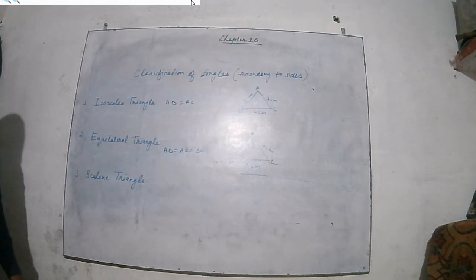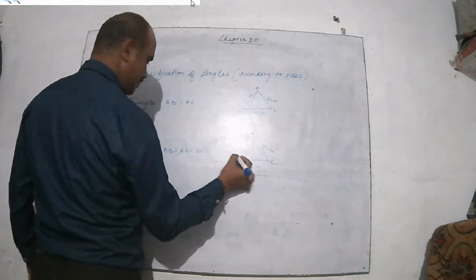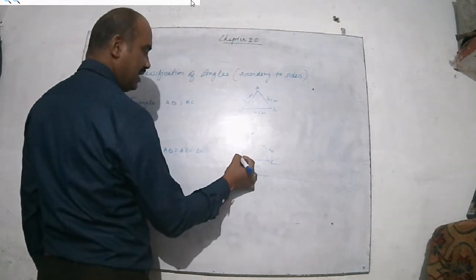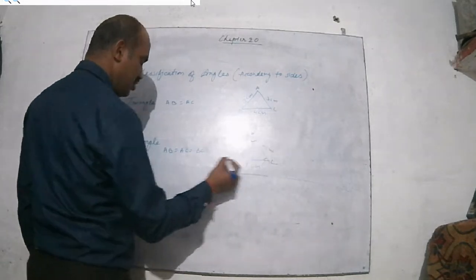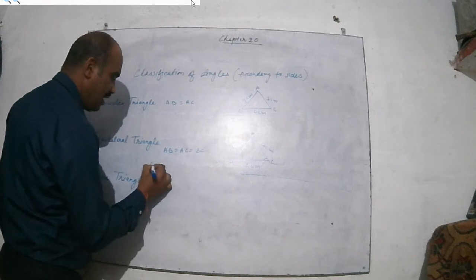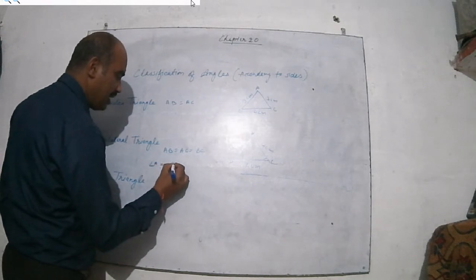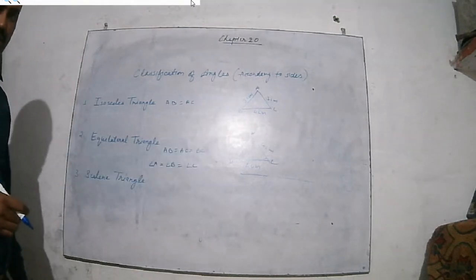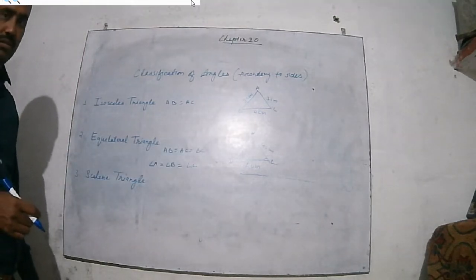Or you can also write here that, since angles are there, you can also write angle A is equal to angle B is equal to angle C. Same angles are formed. Okay.